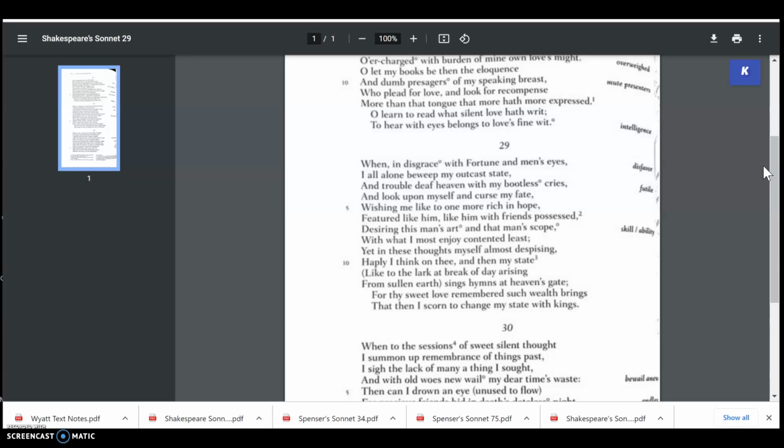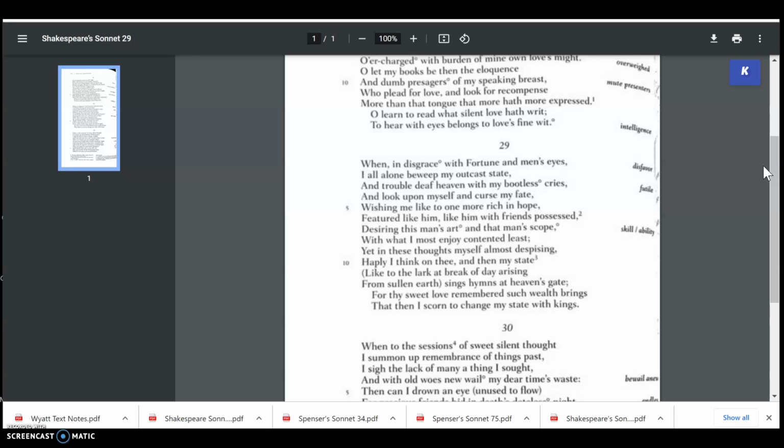Wishing me like to one more rich in hope, featured like him, like him with friends possessed, desiring this man's art and that man's scope, with what I most enjoy contented least. Yet in these thoughts myself almost despising, haply I think on thee, and then my state, like to the lark at break of day arising from sullen earth, sings hymns at heaven's gate. For thy sweet love remembered such wealth brings, that then I scorn to change my state with kings.